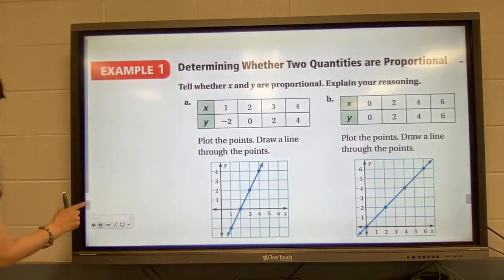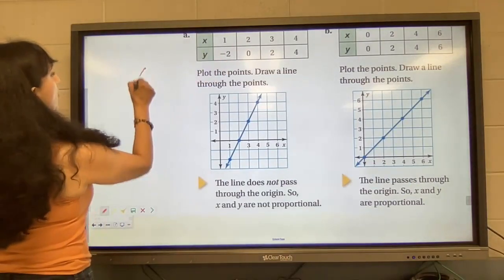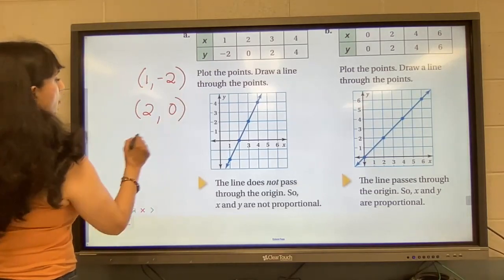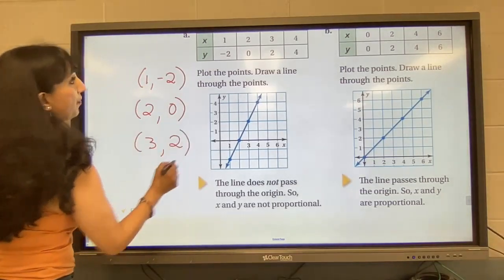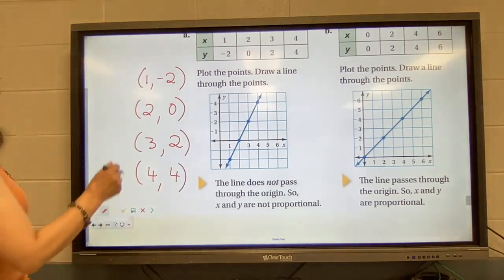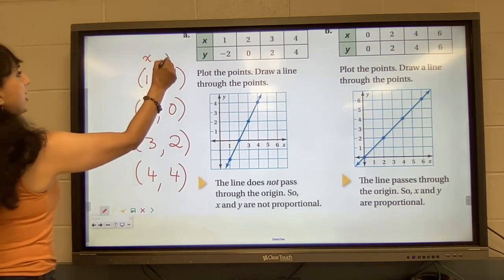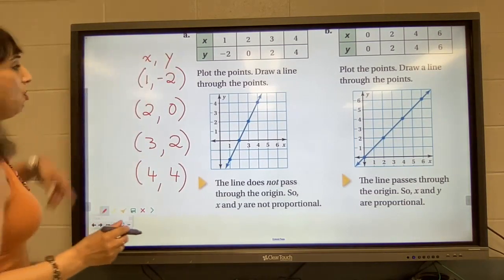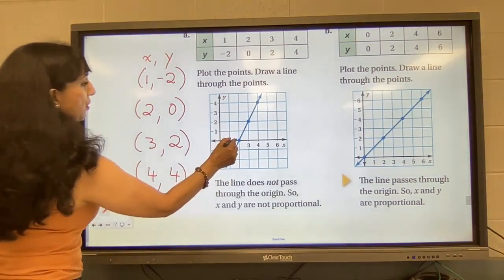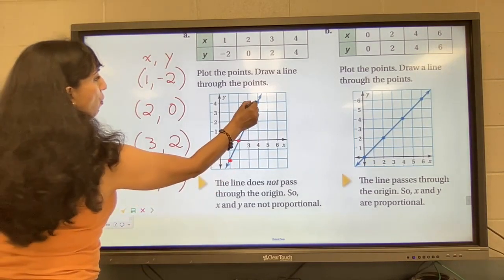My ordered pairs here would be 1, -2, 2, 0, 3, 2, 4, 4. Remember, in an ordered pair, the first coordinate is always the X coordinate, the second is always the Y. So that's how we have plotted this. This is 1, this is -2. This is 2, this is 0. This is 3, 2. And then we have 4, 4.